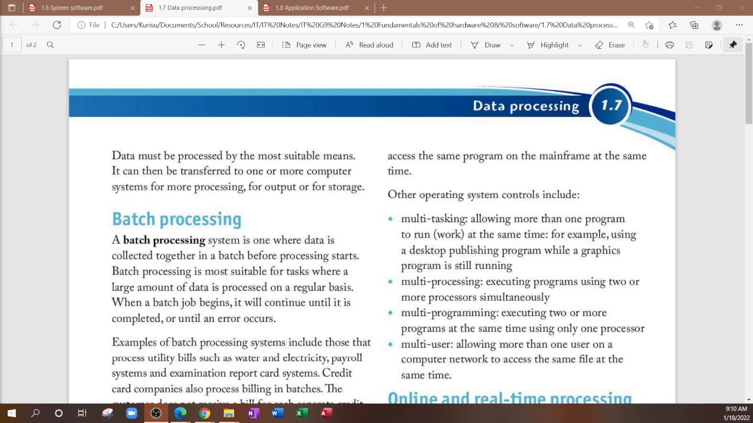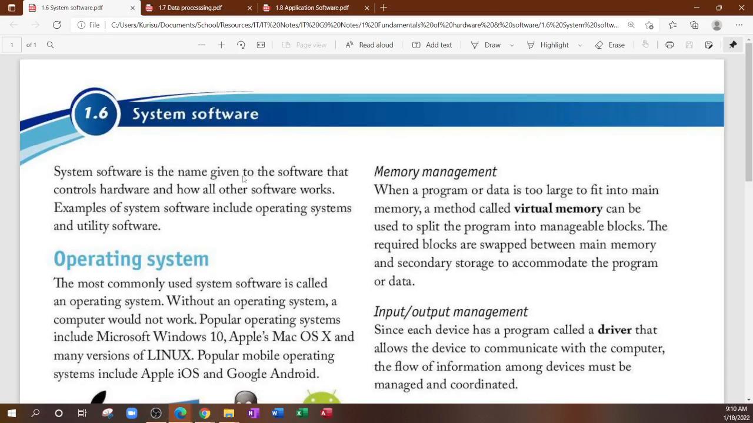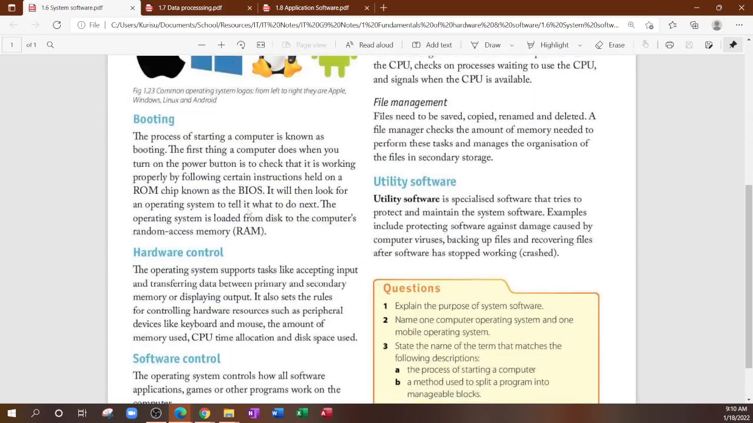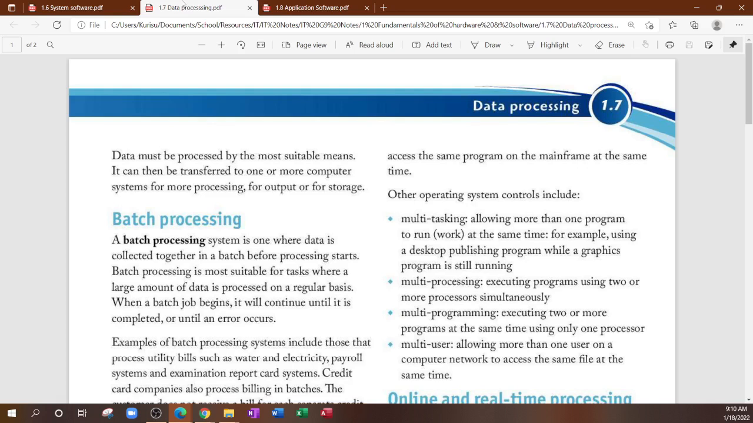What are we doing today? Today we're going to be starting chapter 1.7. Last week we completed chapter 1.6, which talks about system software. We looked at the different examples and the functions of that system software. So today we'll be looking at data processing.